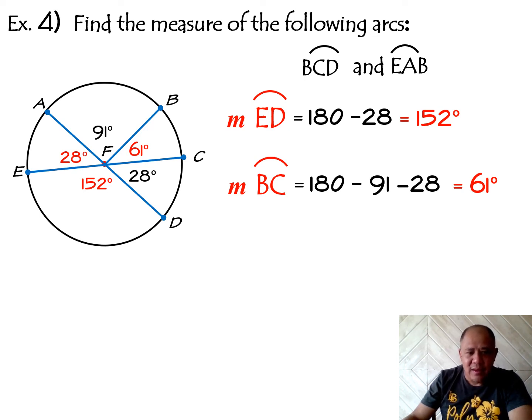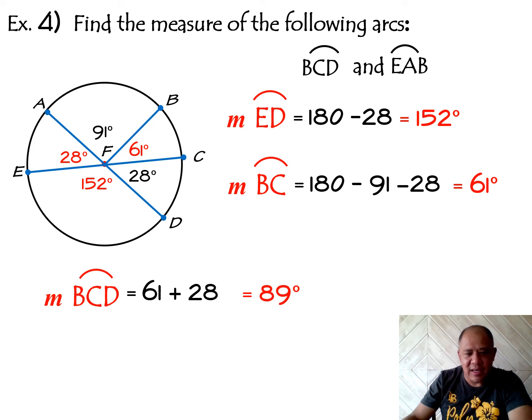Now we've got all the angles. We can start adding up the angles to find out what BCD is. So BCD, we go from B to C to D. So that would be 61 plus 28. So BCD is 89 degrees. EAB, you go from E to A to B, and that would be 28 plus 91, which is 119 degrees. Now it's your turn. Pause and try the last one on your own, and we'll be done with the lesson.